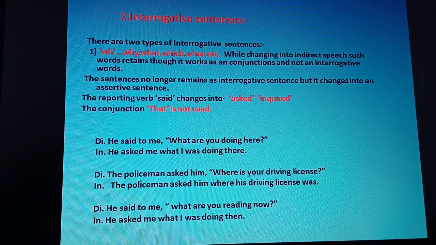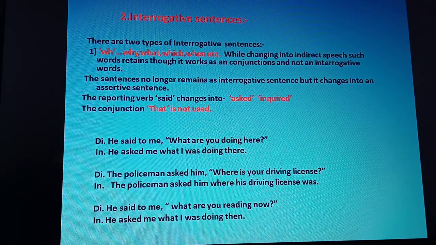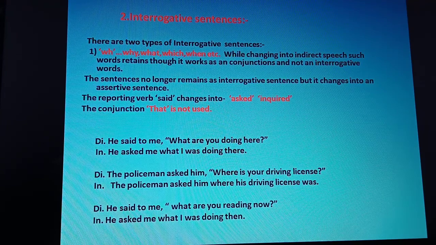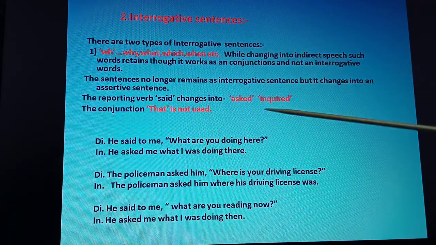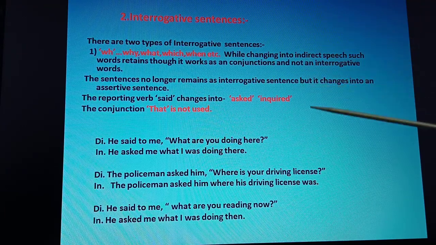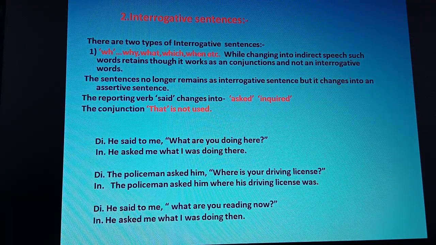Suppose the same thing I say, who is standing at the gate? Who is what here? Who is an interrogative word. But the same who can change into a conjunction when I say, the man who is standing at the gate is my uncle. Are you understanding? So here, the interrogative words will remain the same in indirect speech, but they will work as conjunctions and not interrogative words.